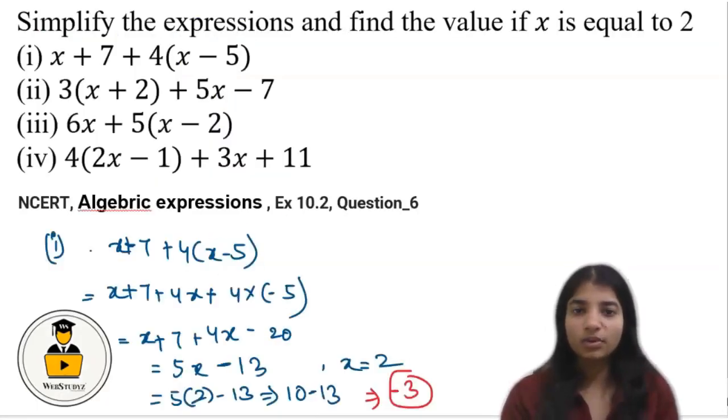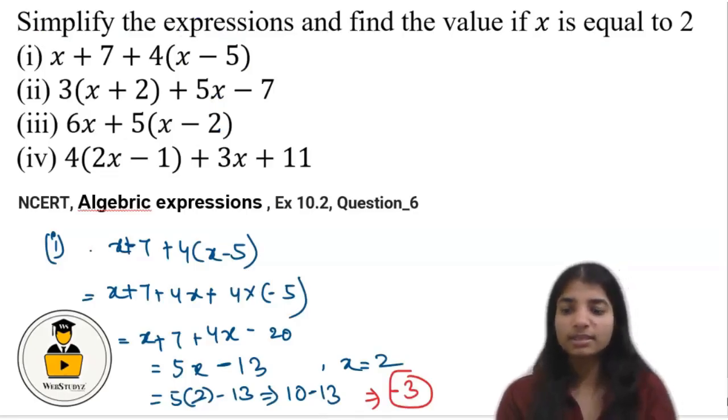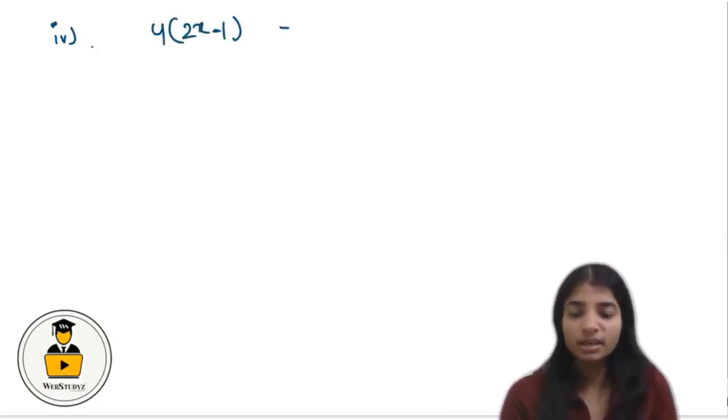Now the fourth part is 4(2x - 1) + 3x + 11. So we are going to solve this. Firstly we solve the expression, then we plug in the value of x. So this equals 4(2x - 1) + 3x + 11. To simplify this, we multiply 4 inside the bracket.